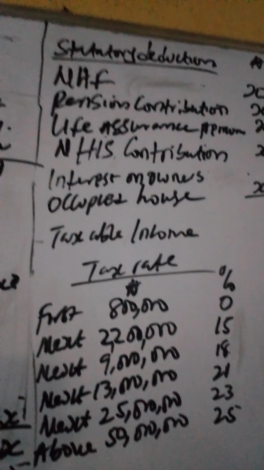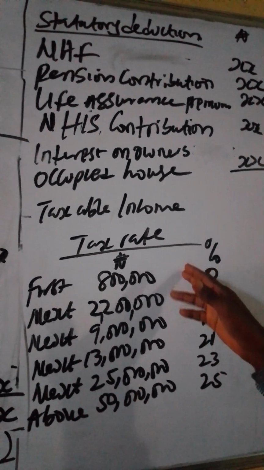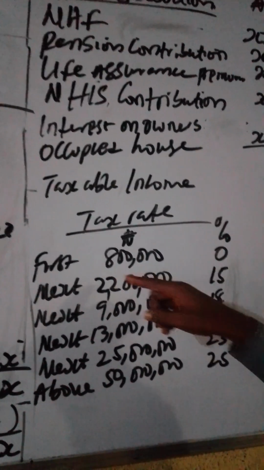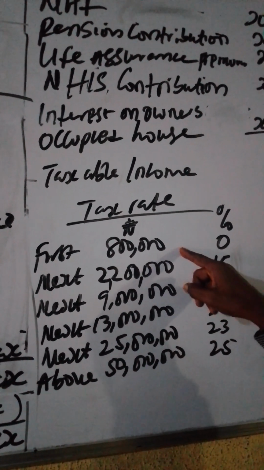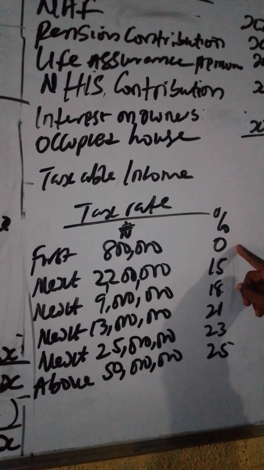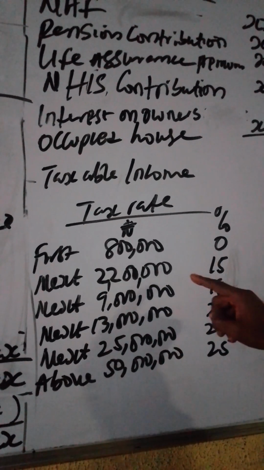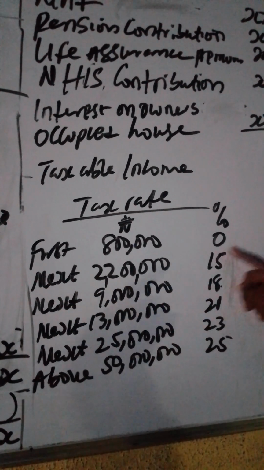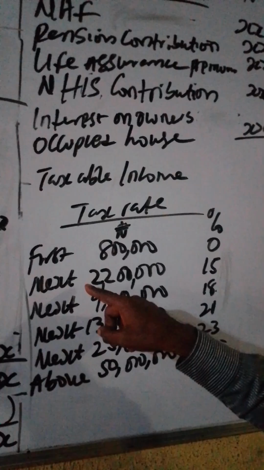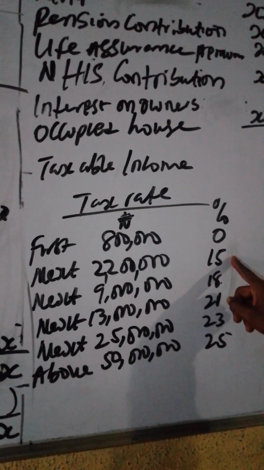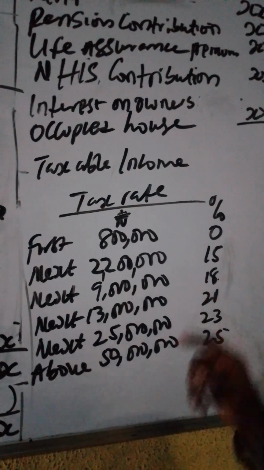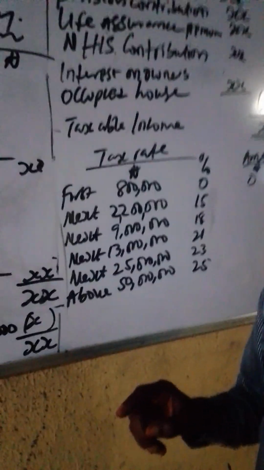Now, when you come to the tax rates, the first band here is 800,000 naira. You will pay no tax, zero rated. But when you come to the next income level, which is 2,200,000, the system says you will pay 15%. I am going to be giving a recommendation to the government.